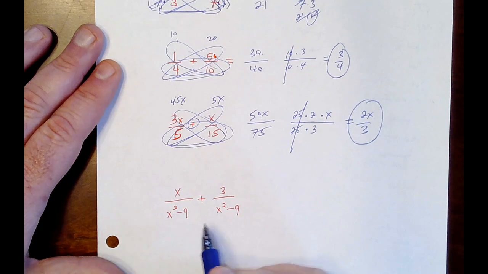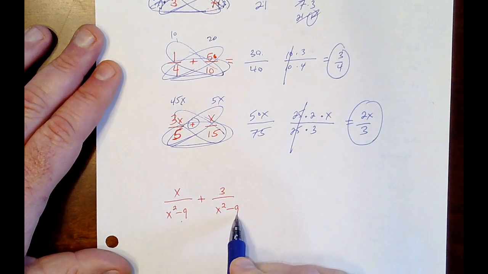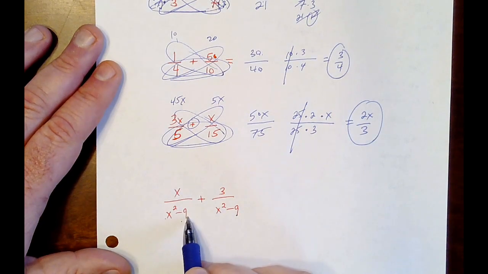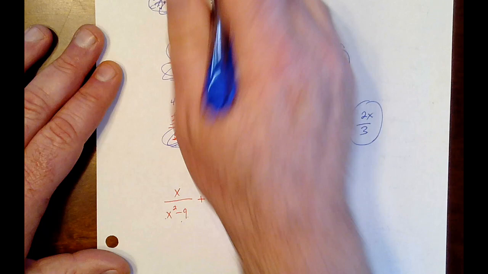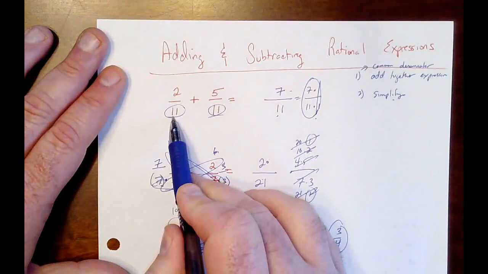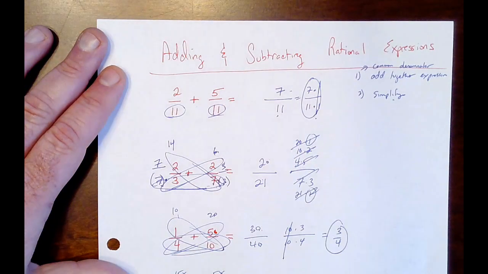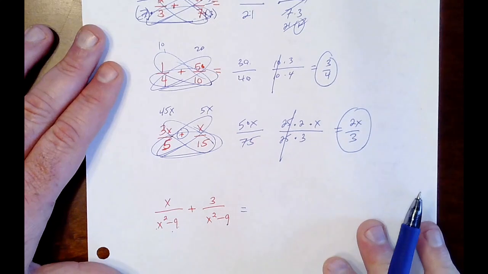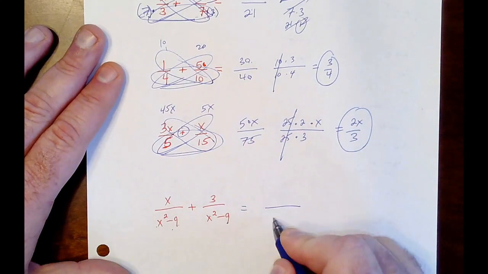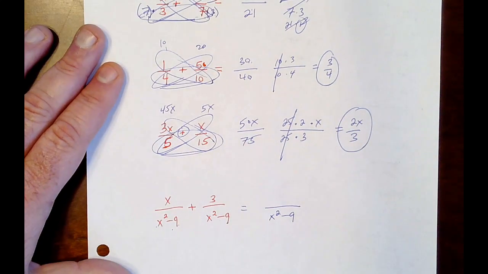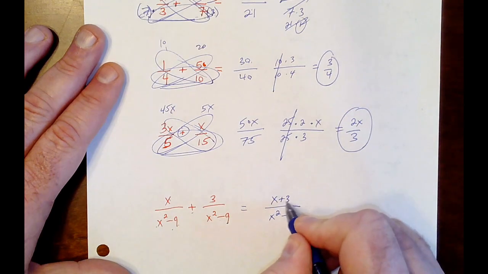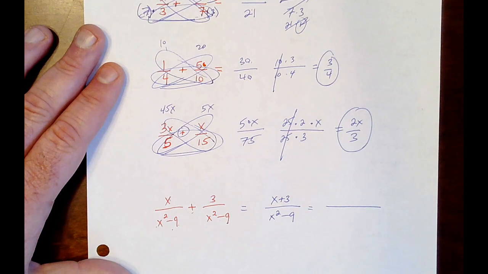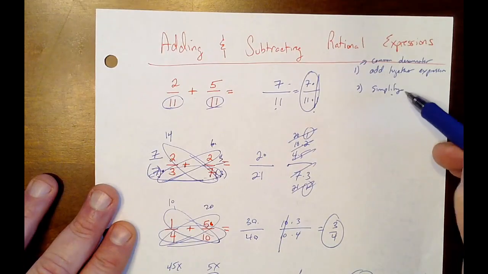Now, when I start to get polynomials in the bottom, meaning there's x squared and there's minus 9, there's two pieces, polynomial, more than one. Again, if they're the same as each other, just like if they both had 11 in the bottom, you just brought it on through. So we're going to do that here by that same rationale. x squared minus 9 and x squared minus 9 leaves a denominator of x squared minus 9, which is great. On top, x plus 3 is just x plus 3. But we have to try and simplify.